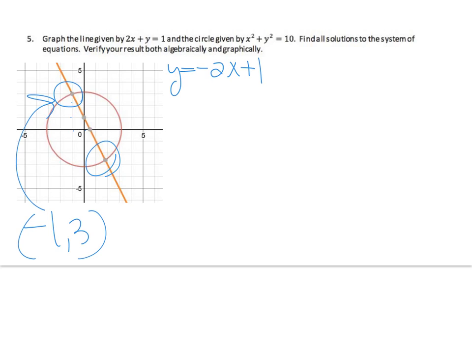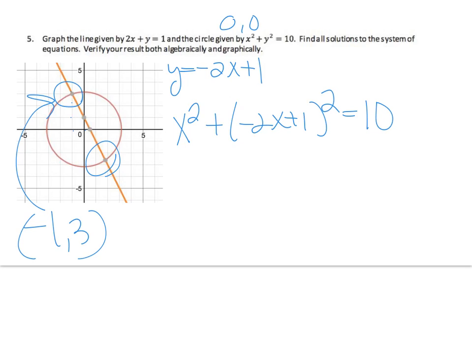Let's substitute y for the circle equation. So this is a circle at 0, 0 with a radius of a square root of 10, which is sort of stinky, but that's all right. Okay, I'm going to work on this. I'm going to push pause.